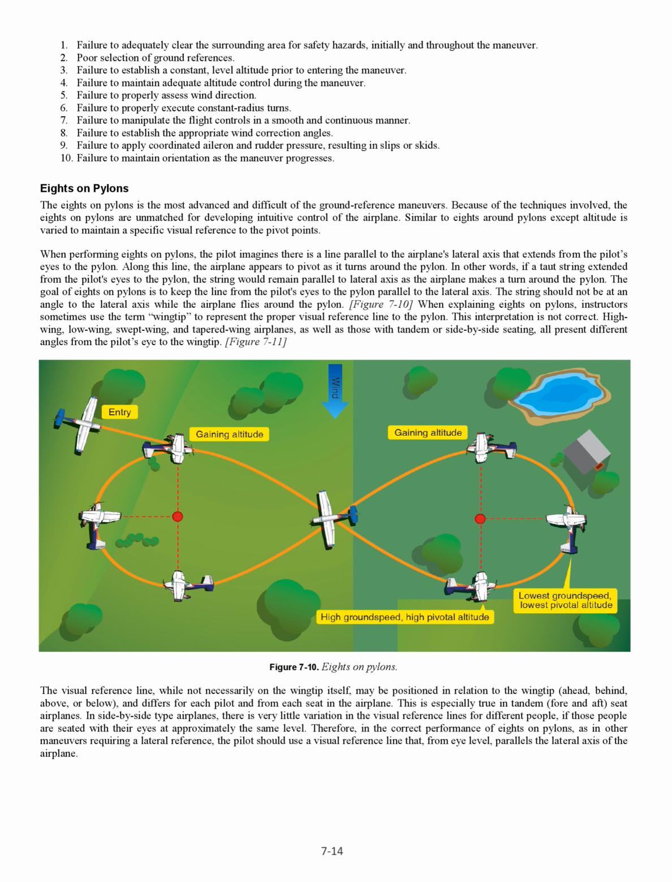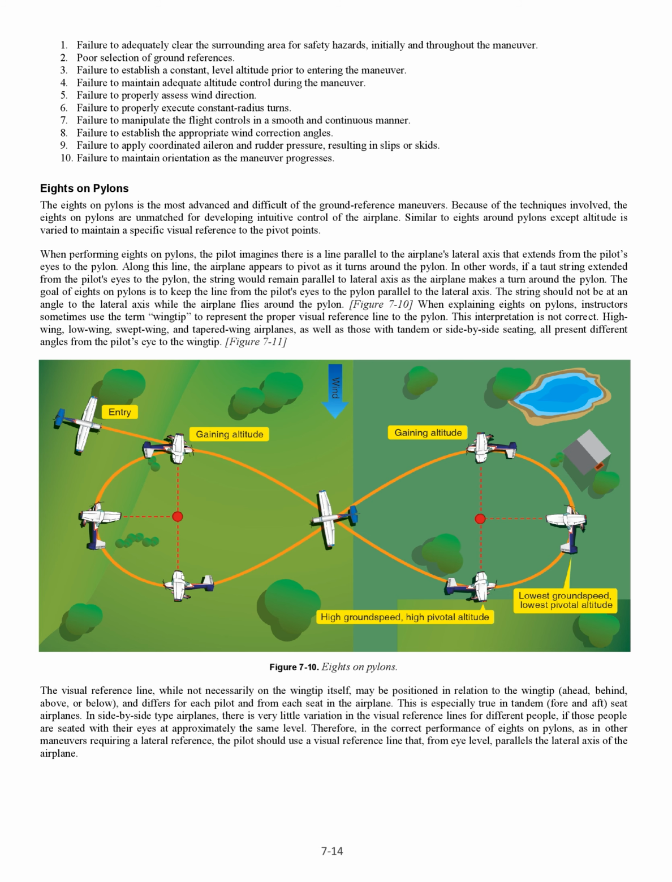When explaining eights on pylons, instructors sometimes use the term wingtip to represent the proper visual reference line to the pylon. This interpretation is not correct. High wing, low wing, swept wing, and tapered wing airplanes, as well as those with tandem or side-by-side seating, all present different angles from the pilot's eye to the wingtip. The visual reference line, while not necessarily on the wingtip itself, may be positioned in relation to the wingtip, ahead, behind, above, or below, and differs for each pilot and from each seat in the airplane. This is especially true in tandem, fore and aft, seat airplanes.